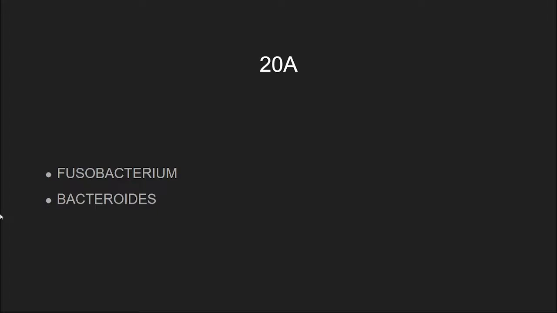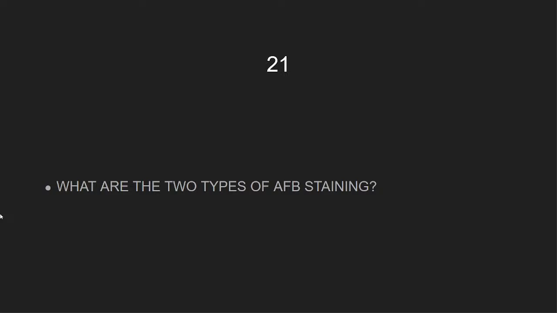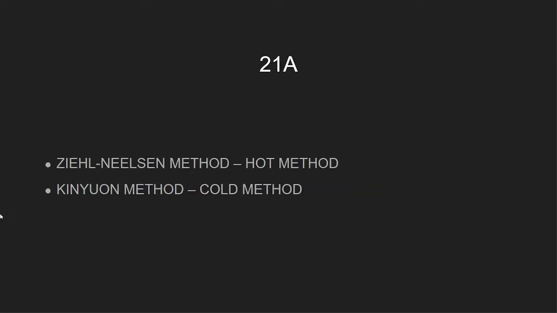Anyways, let's talk about the two types of AFB staining. We already know about this class, right? The cold and hot method. But I want to be specific. If I were to be specific, we have Ziehl-Neelsen and Kinyoun, right? Yes, Ziehl-Neelsen and Kinyoun. So the two types of AFB staining are Ziehl-Neelsen and Kinyoun. Hot method is Ziehl-Neelsen, cold method is Kinyoun.